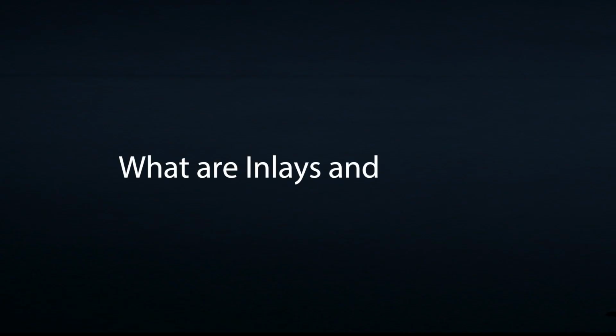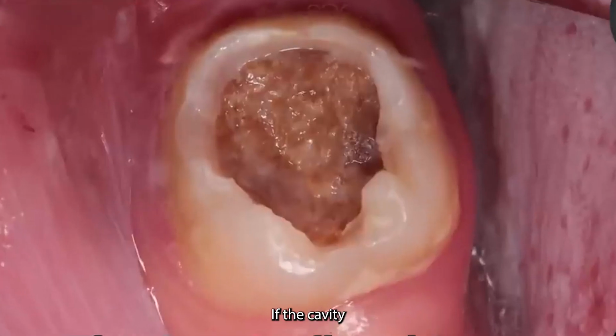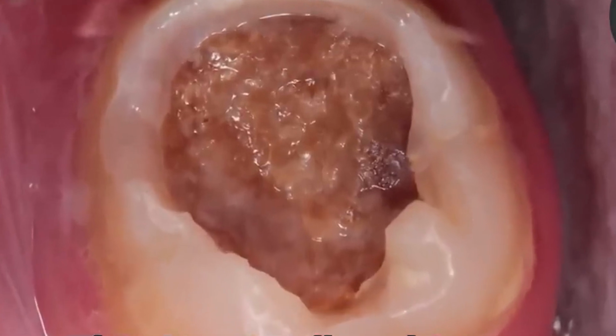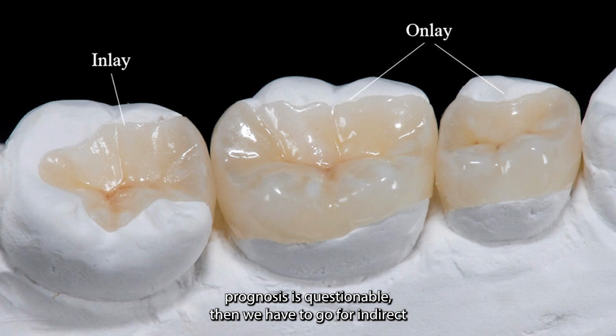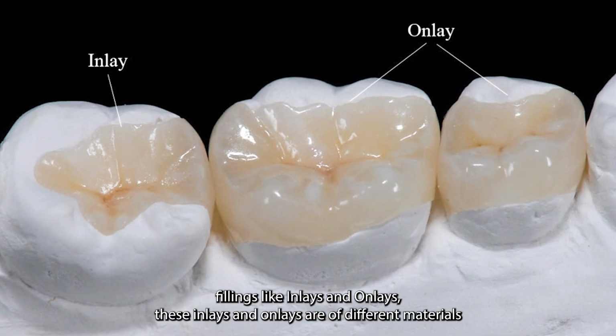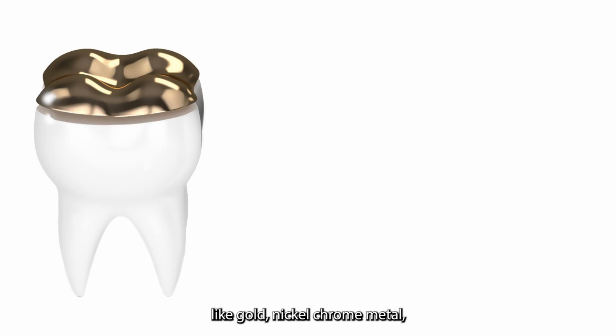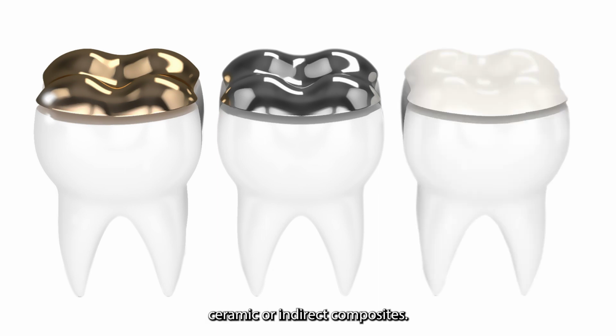What are inlays and onlays? If the cavity becomes wider and the prognosis of direct fillings is questionable, then we have to go for indirect fillings like inlays and onlays. These inlays and onlays are made of different materials like gold, nickel chrome metal, ceramic or indirect composites.